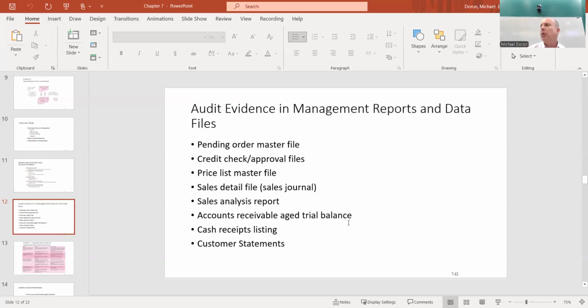Okay, you guys have seen that, right? What's an aged trial balance for accounts receivable? Yeah, right. You have like a spreadsheet with columns, right? Not due yet, due now, 30 days overdue, 60 days, 90 days overdue. You guys have all seen that?